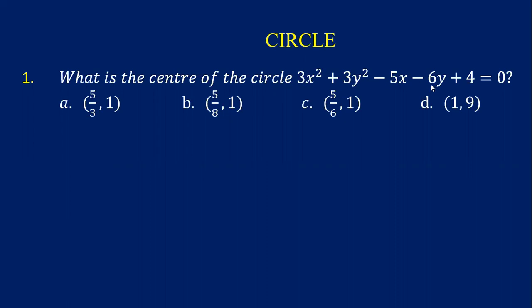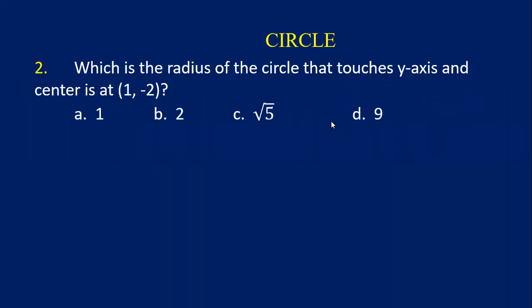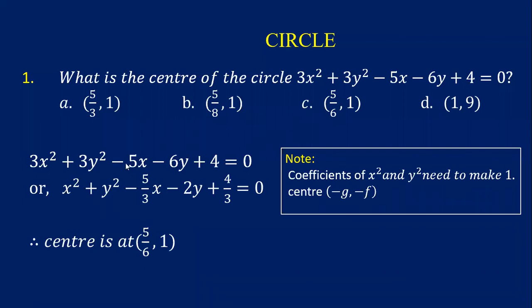So dividing both the sides by 3, we are getting this equation. Now from this we have to find out g, and from this we have to find out f. As the center is minus g, minus f, so divide this x coefficient by minus 2 and y coefficient by minus 2. So if we divide this x coefficient by minus 2, then we are getting plus 5 by 6. And if we divide the y coefficient by minus 2, then we are getting 1. So this is the center.